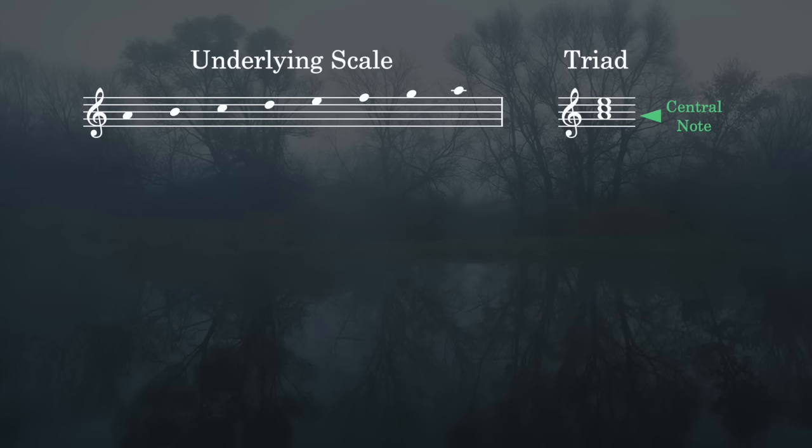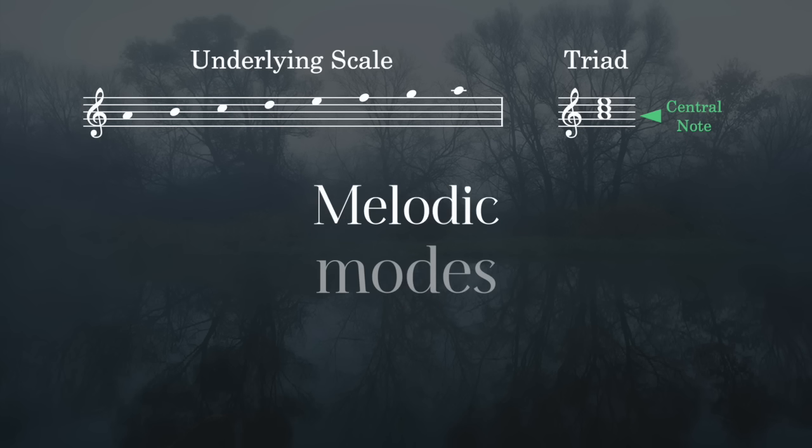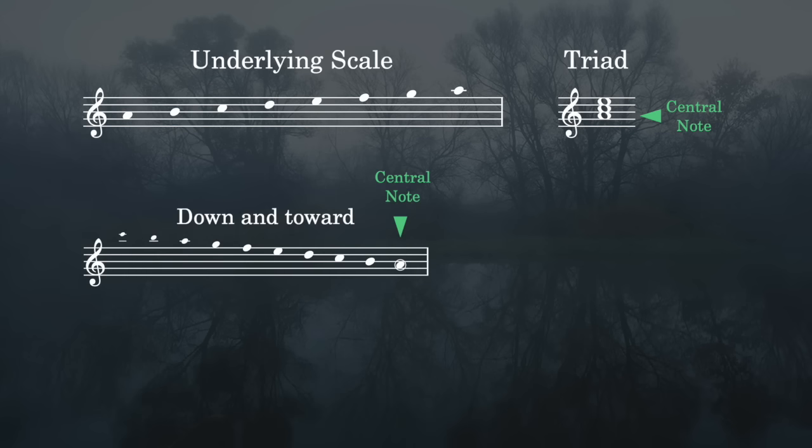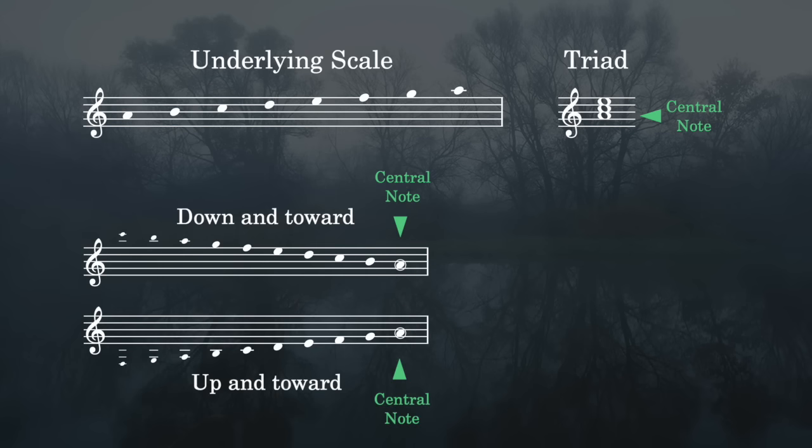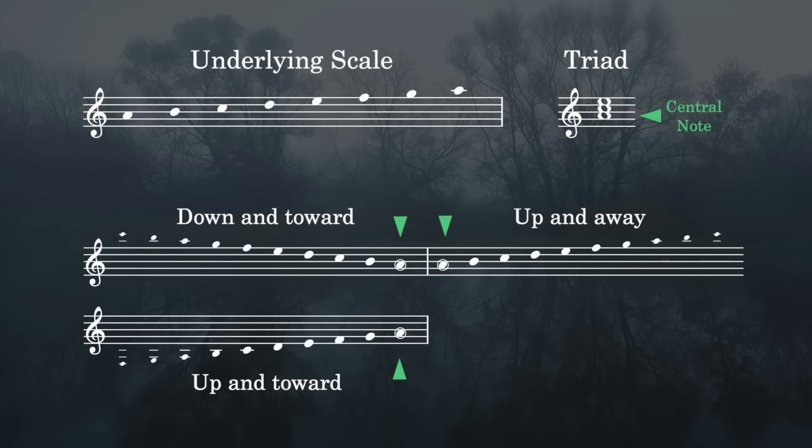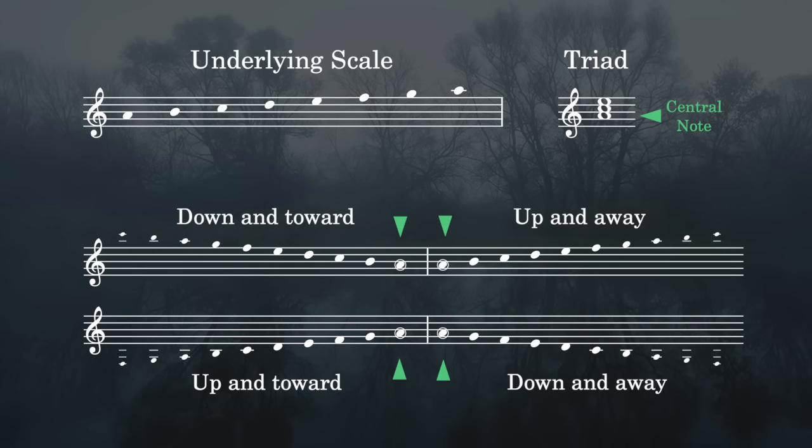For Arvo Pärt, there are four orientations of a scale segment to a central pitch, and he calls these melodic modes. In relation to the central pitch, a scale segment may go down and toward the central pitch, up and toward the central pitch. It can also move up and away or down and away. When writing an M voice, you should try to think in terms of some systematic or symmetric design, but the specifics are up to you.